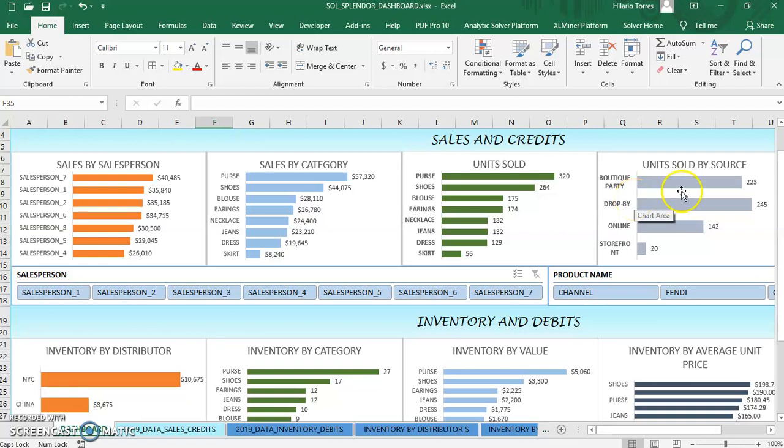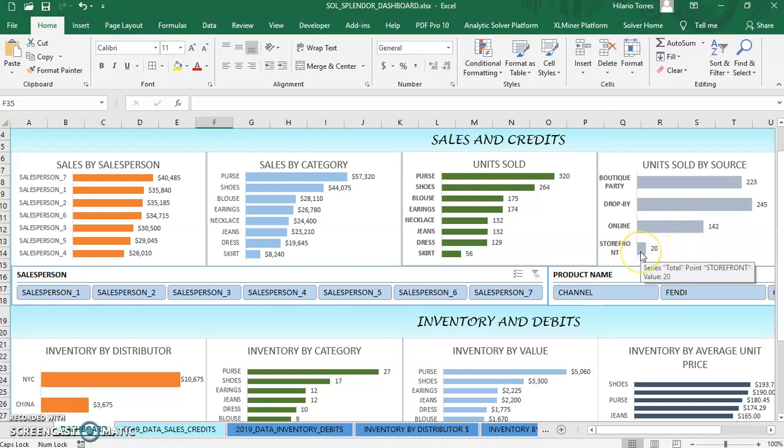You want to know units sold by source. In other words, you sold 223 units at your boutique party. 245 were sold by women that just did the drop by, like you told me that they just kind of dropped by. And then once your store opens up, or your website, whether it be Instagram or the actual site itself, we'll collect that data as well.